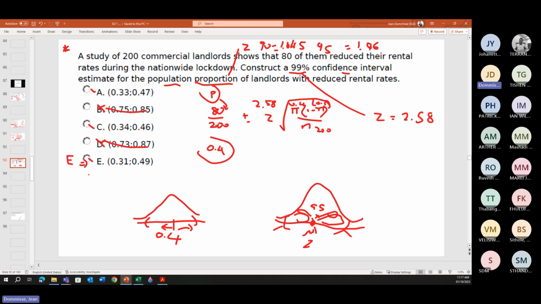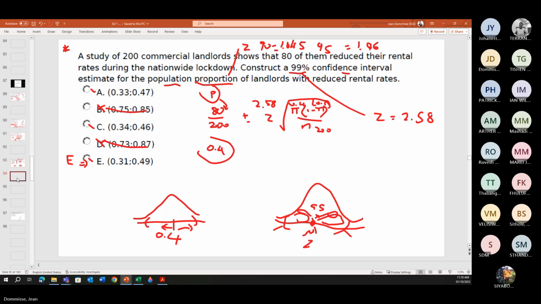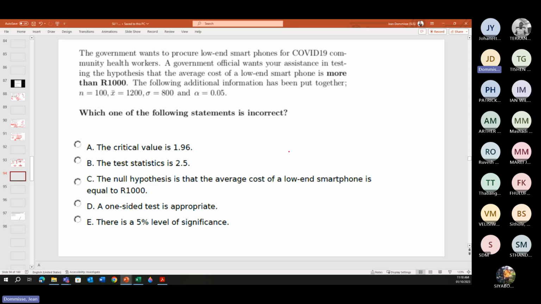You guys, I think I have shared it, but I will share it again so that you can test your answer. So confidence interval with proportion. Okay, then here is one that now is a bit different.